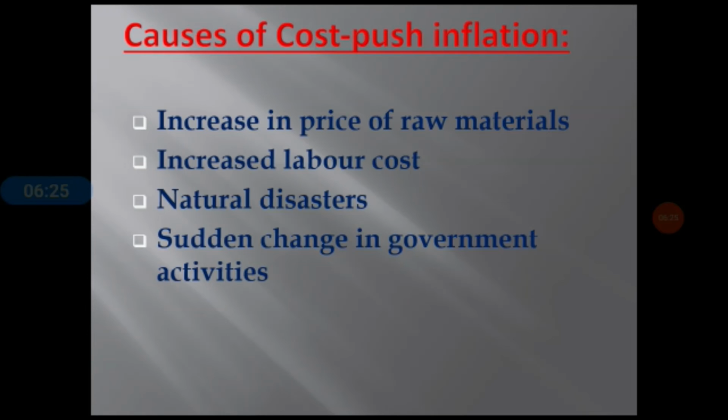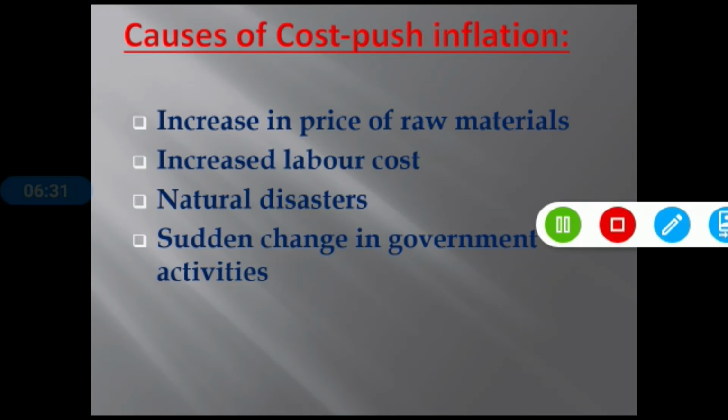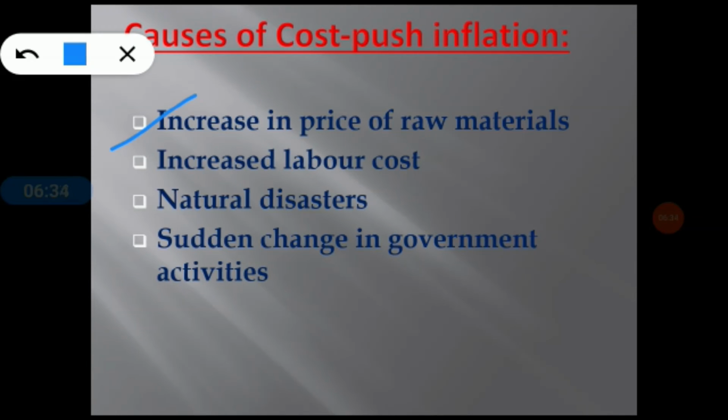So here are some causes of cost push inflation. The first point, which we have already explained, is increase in the price of raw materials. Obviously, when the price of raw materials increases, the cost of production increases, and that's why producers will increase the price of the product. Price increases indicate inflation, and this type of inflation originates from the increase in the cost of production. That's why it is known as cost push inflation.